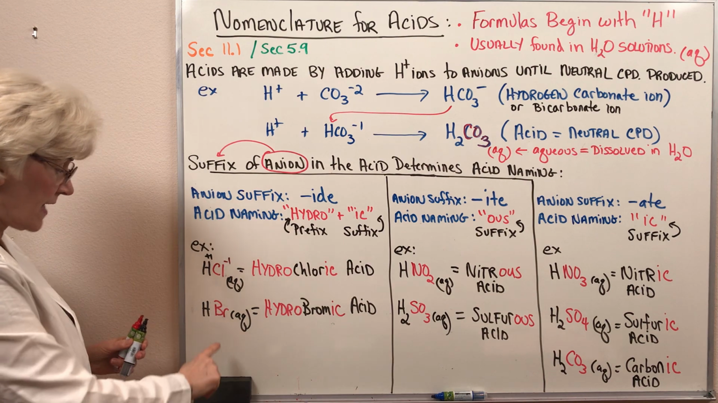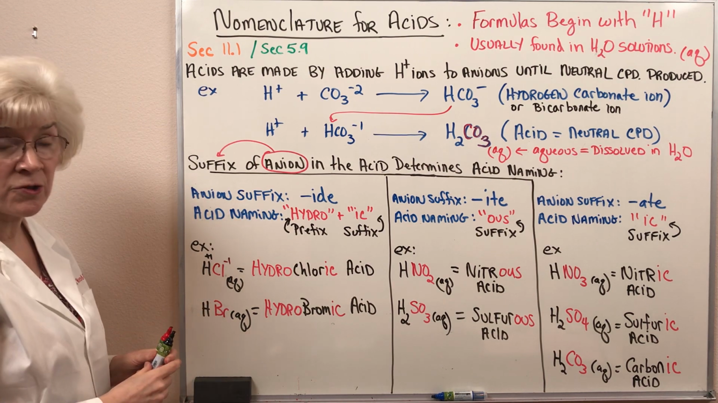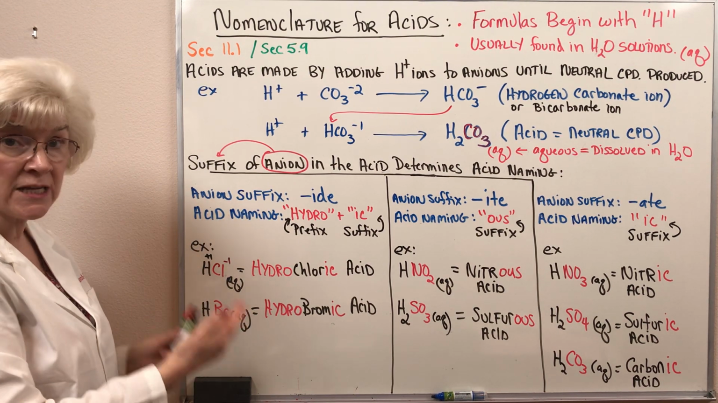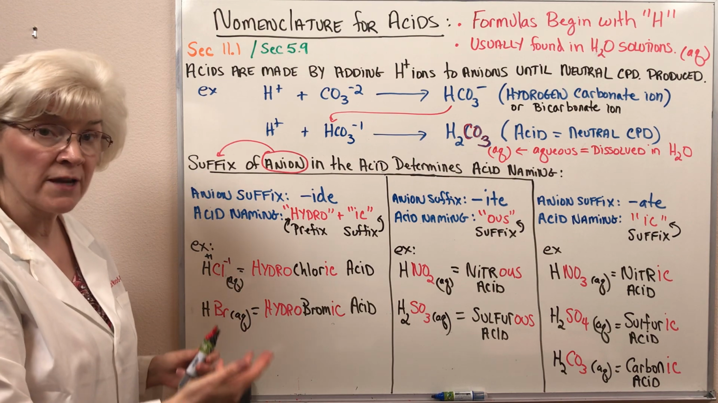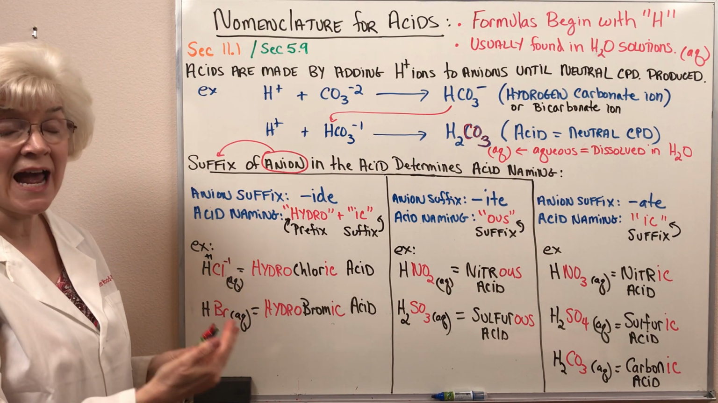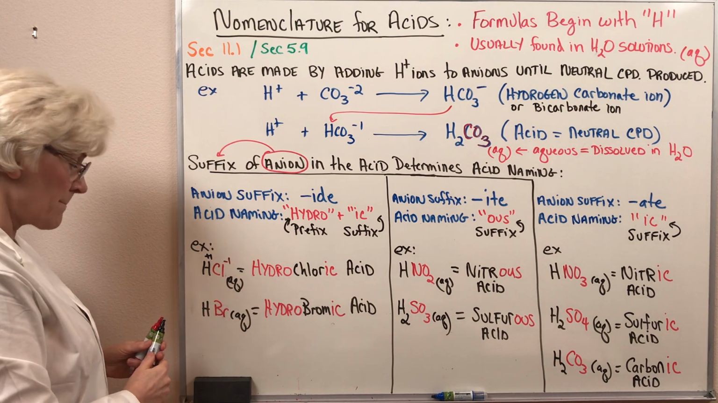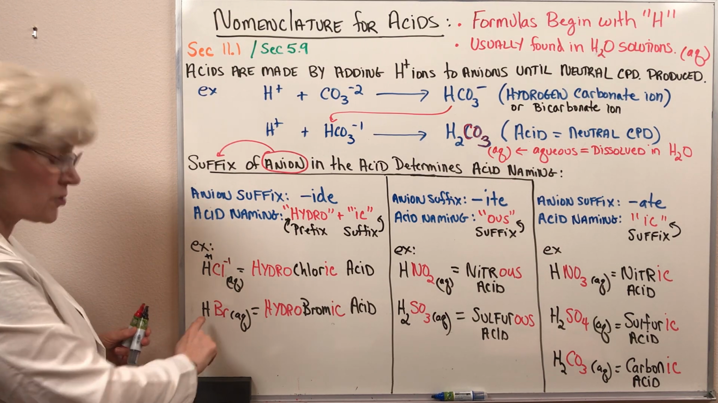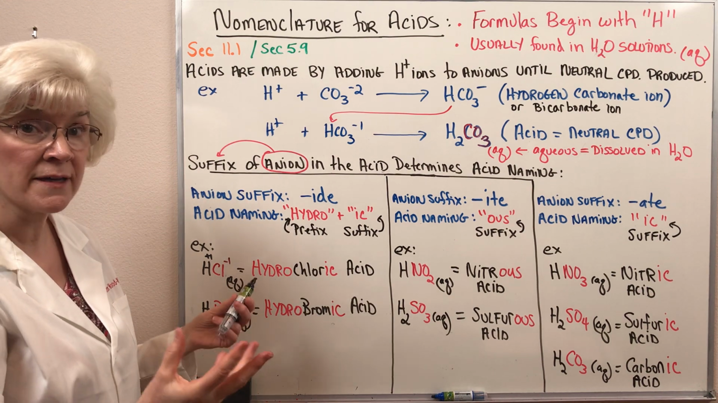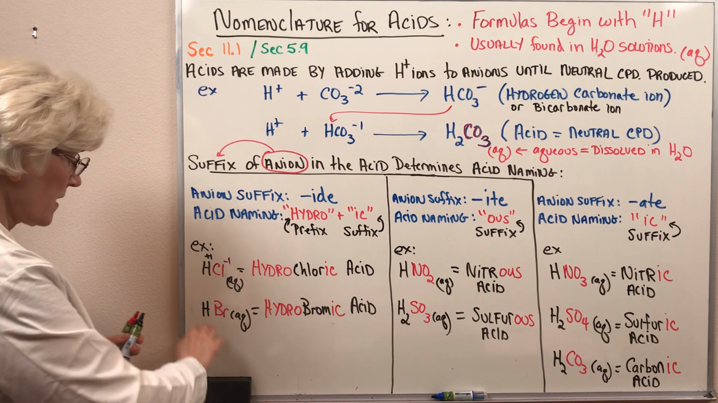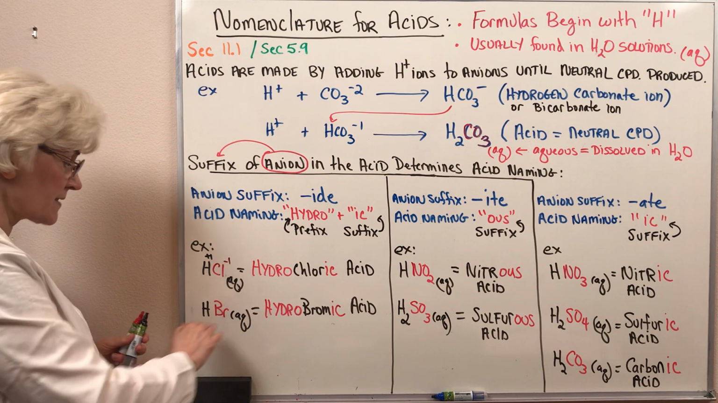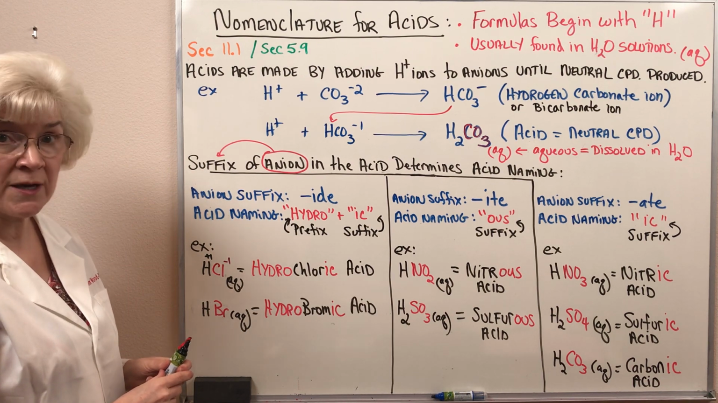Let's do a second example. A companion of chlorine in the halogen family is bromine. And when bromide forms an anion, we predict it to have a -1 charge. So bromide, again, a -1 anion, attracting a single hydrogen ion to form a neutral compound. So how would you name the acid with the formula HBr?